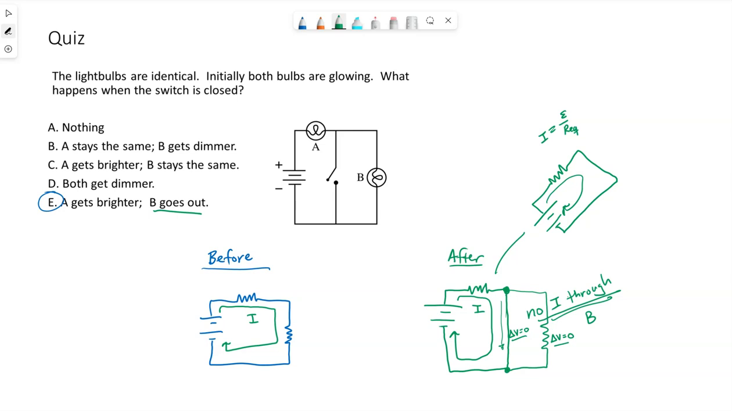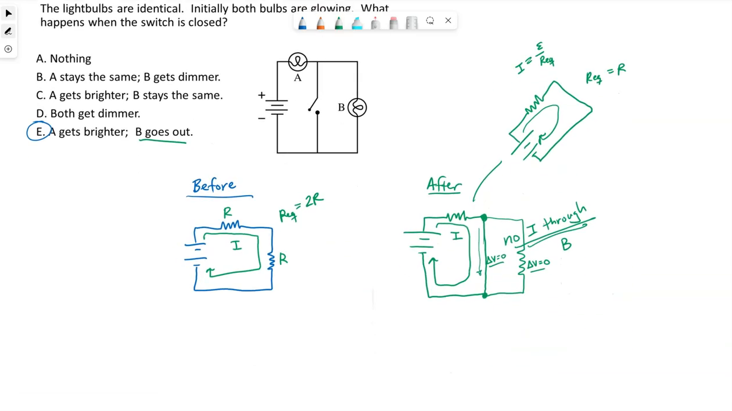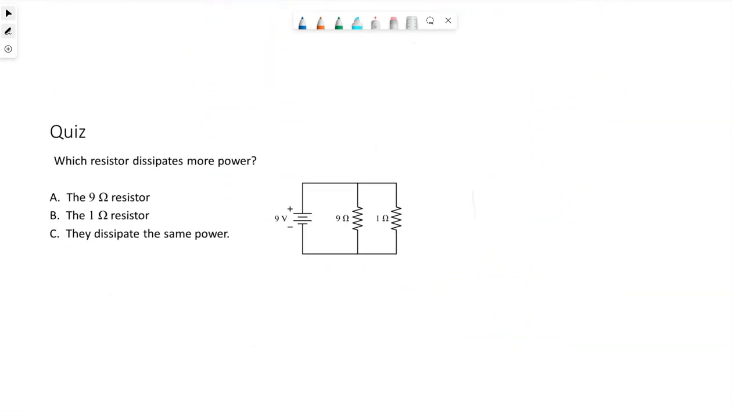We've gone from having 2R equivalent to an R equivalent of simply R. So if R equivalent gets smaller, the current gets bigger, and thus the bulb will be brighter. Here is another question.